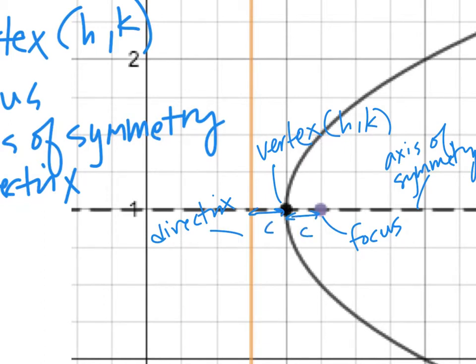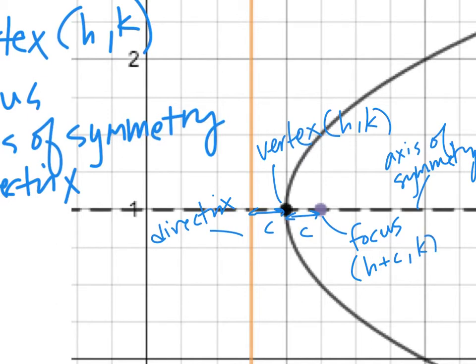Okay, so now let's look at the focus again. To get to the vertex, I go HK. This time, to get to the focus, do I go right or left? Right. Right by how much? C. So should I move H or K? H. Very good. So then what would be the coordinate of focus? H plus C, comma K.